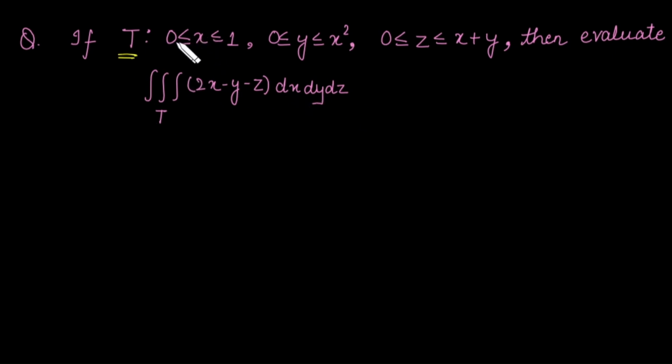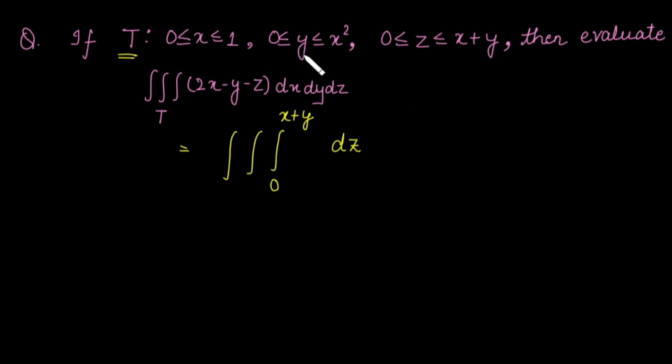Like in this case, x limits are constant, that is 0 to 1, y limits are 0 to x square, z limits are 0 to x plus y. In this case, z is depending upon two variables x and y. Definitely in that case, we will take the most inner integration with respect to z. Why? Because it is depending upon both the variables x and y, and here we can directly take the limits of z 0 to x plus y.